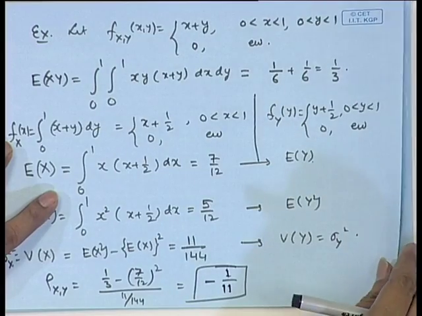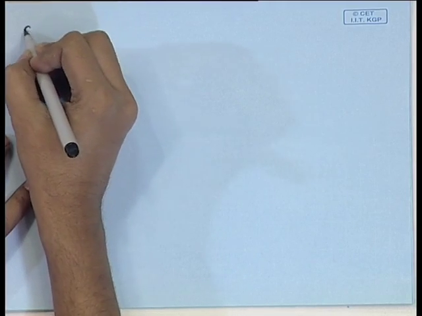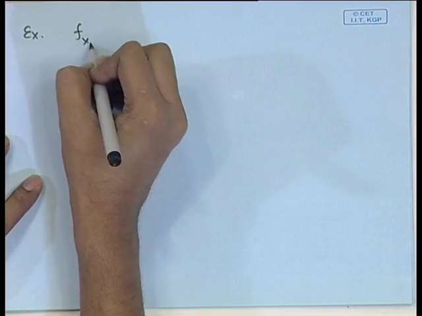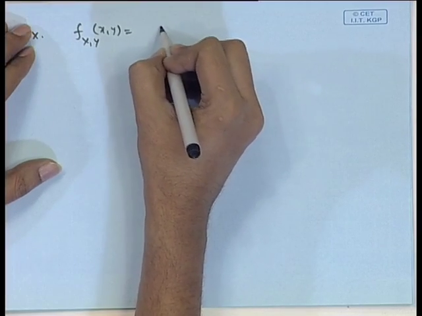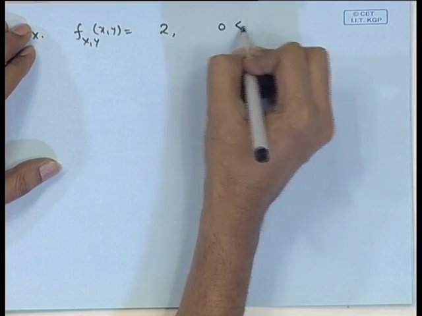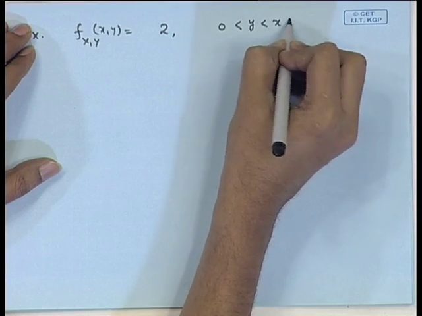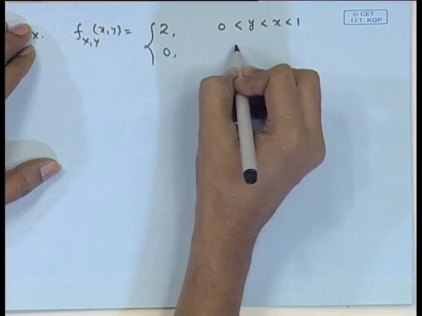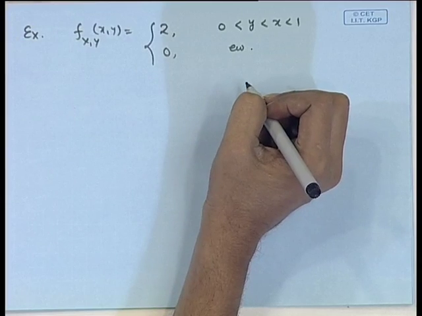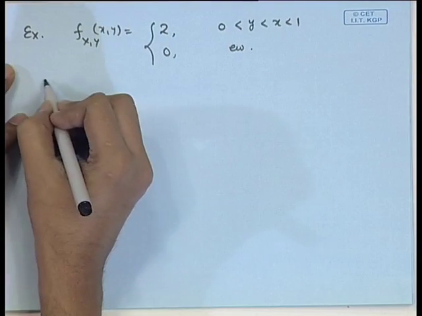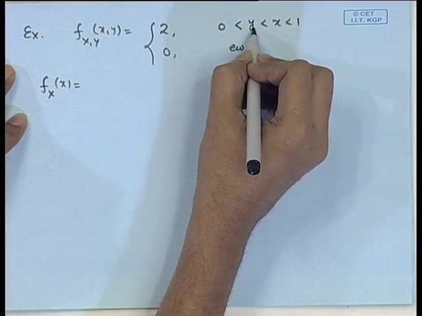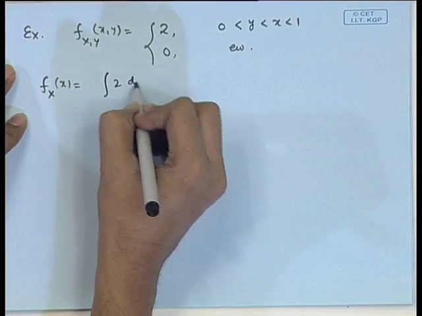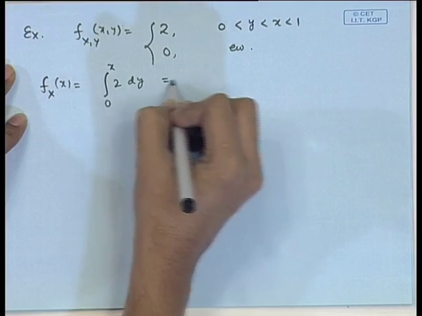We can take up some example which we did yesterday. So, let us consider say f of x, y is equal to 2, 0 less than y less than x less than 1, 0 elsewhere. Here suppose we want the distribution of x, then it is equal to integral with respect to y of 2 dy from 0 to x, that gives 2 x.